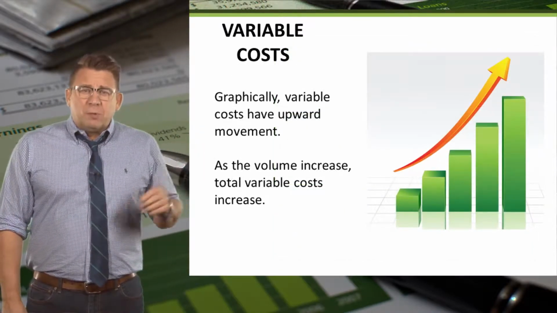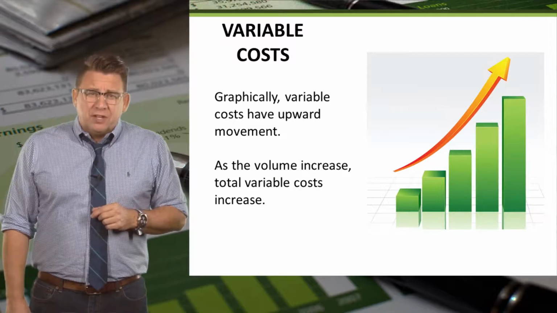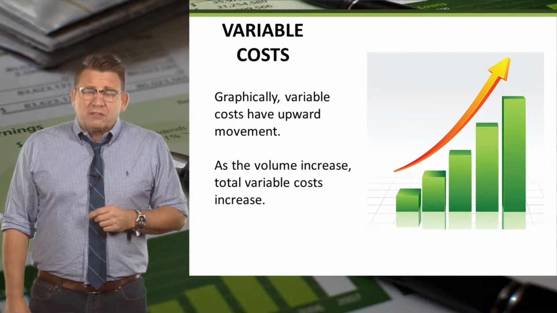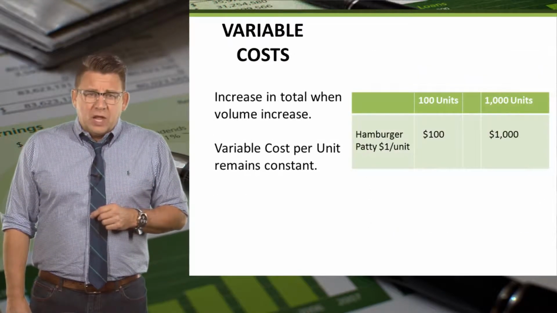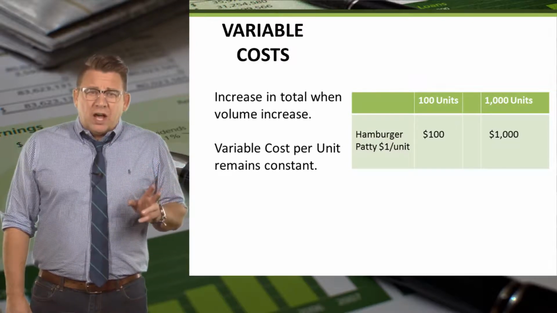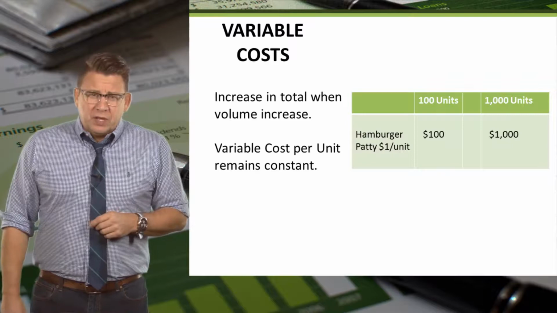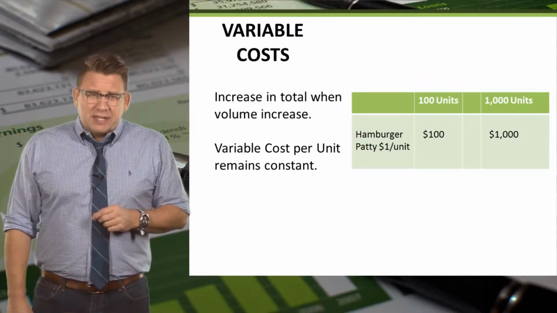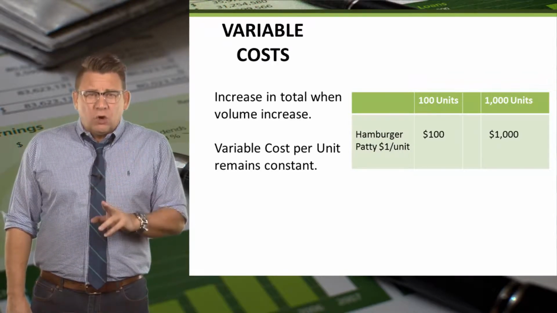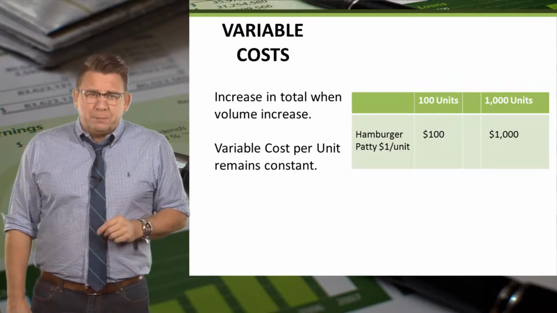This is what a variable cost looks like when it's graphed. The movement is upward as volume increases. However, variable cost is fixed or constant per unit. Make sure you understand this concept. It increases in total, but is fixed per unit.